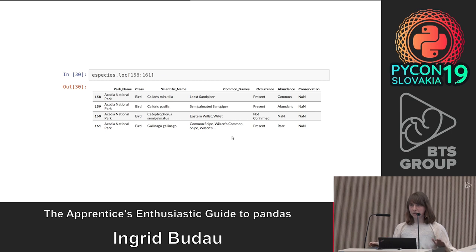At this point, I also, in silence, removed some things from the data set so that I can present you only stuff that we will actually speak about. So I will present it. It's called now especies, like in Spanish. And we have a park name, a class, the scientific name, the common name of the animals, occurrence, abundance, and conservation.